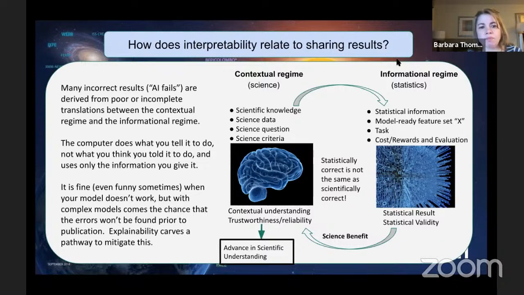We found that most of the times that an AI fail or an incorrect result appears in the literature has to do with the translation between the contextual or subject matter regime and the informational regime or the computational regime. Now, the goal is to take a computer and do something statistically or computationally sophisticated with it so that we can gain more knowledge. And sometimes the failure point is not just the translation to the computer, but the translation back. In other words, a statistically valid result may not necessarily be a contextually valid result. It takes this extra step, which is why explainability and interpretability carve a pathway to this.